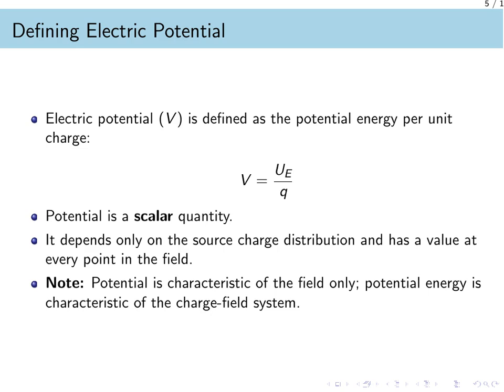Mathematically, V equals the potential energy, U, divided by the charge, Q. It is important to remember that electric potential is a scalar quantity, meaning it has magnitude but no direction. While potential energy is a characteristic of the entire charge-field system, requiring both the field and a charge to exist, the electric potential itself is a characteristic of the field only. It depends strictly on the source charge distribution and has a specific value at every point in space, regardless of whether a second test charge is actually present at that location.